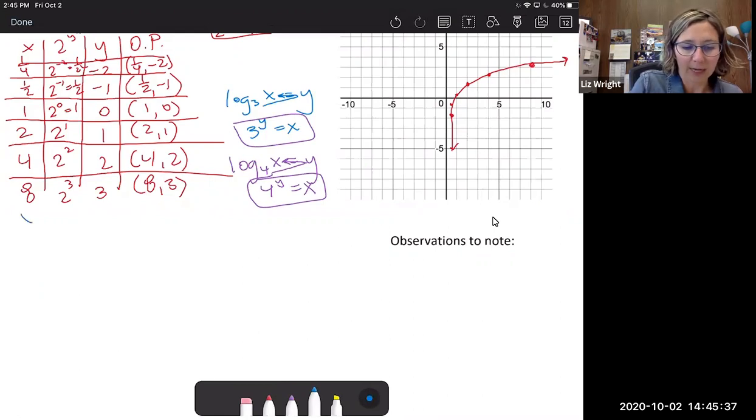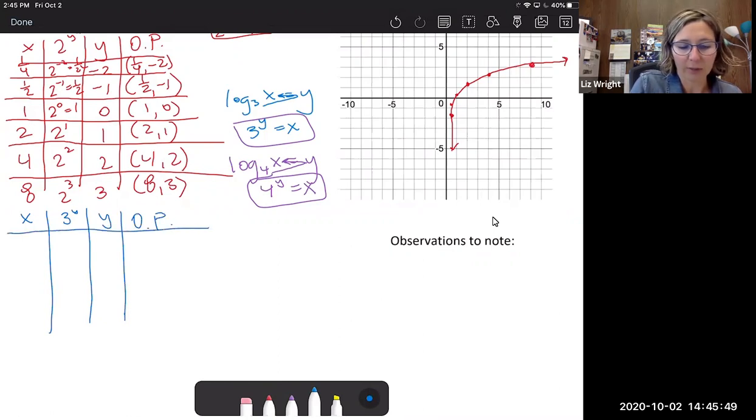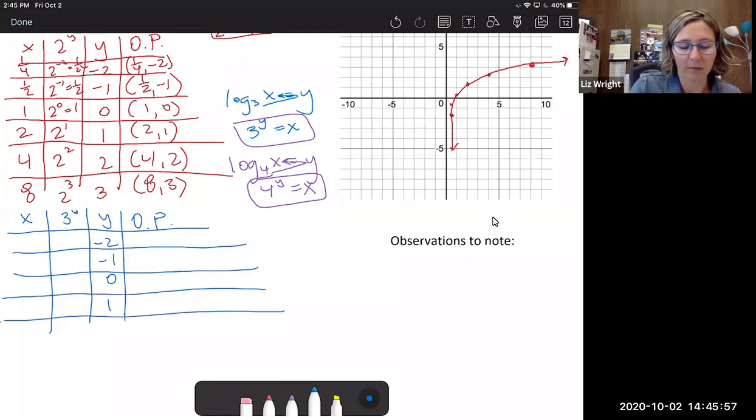So we've got our x, and we've got our equation of 3 to the y, and we've got our y, and we've got our ordered pair. And again, we're going to do -2, -1, 0, 1, and 2. And now we're going to plug that in.